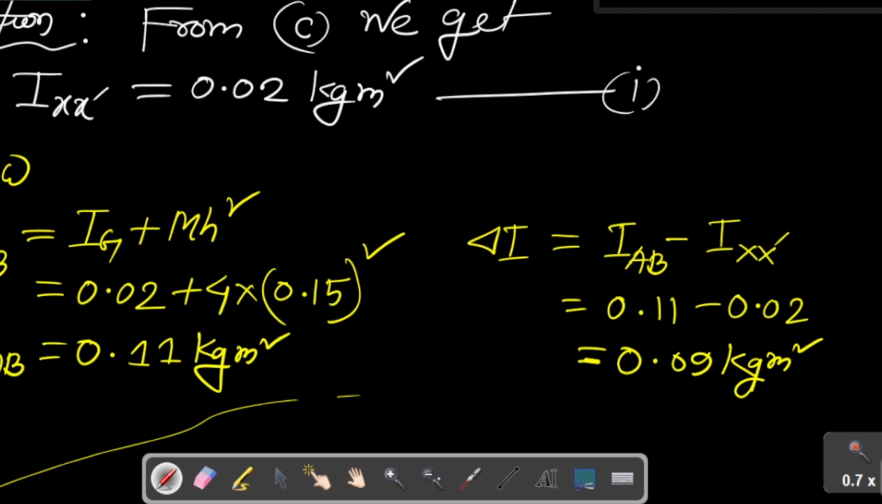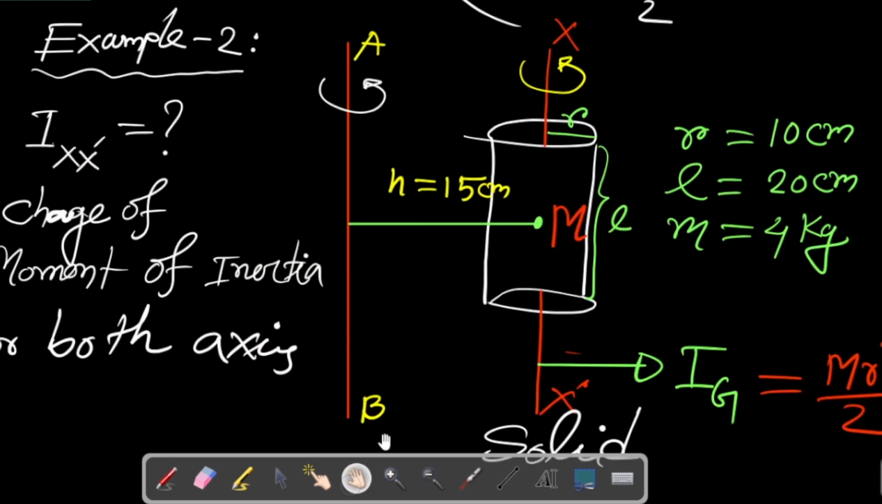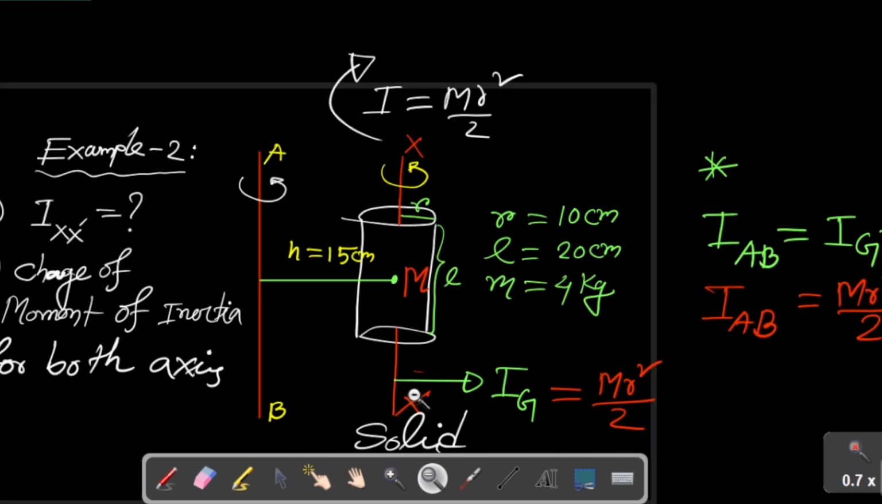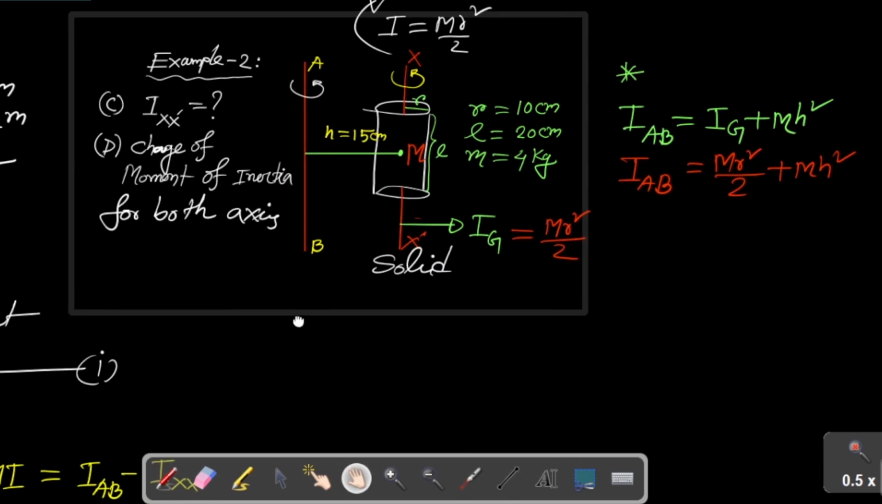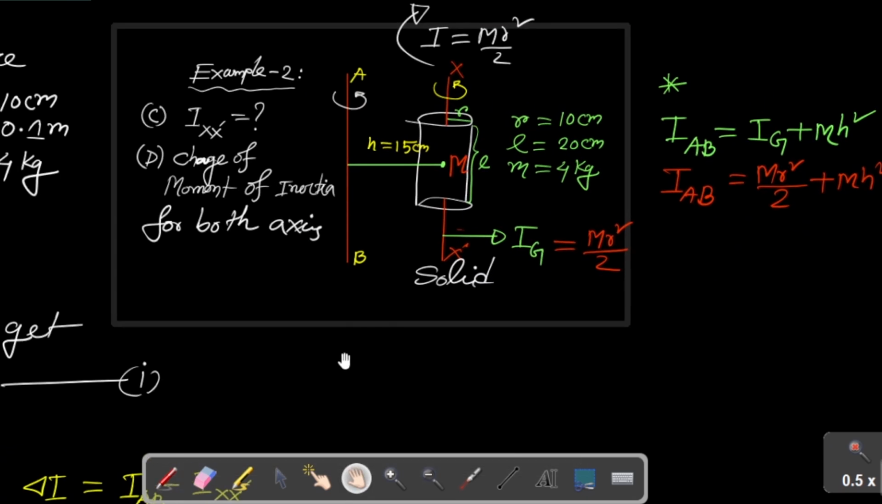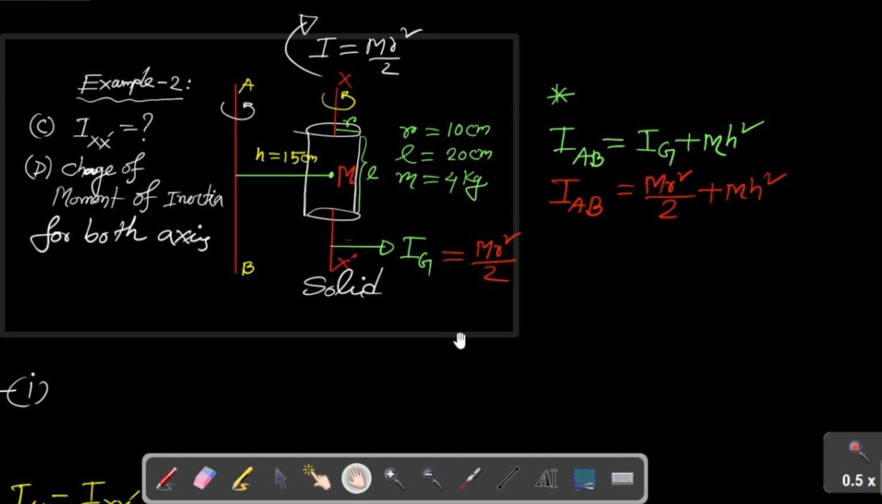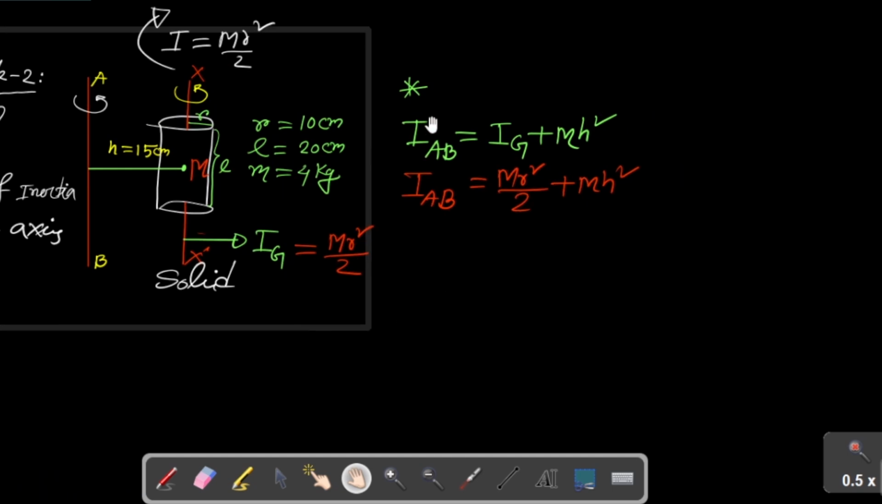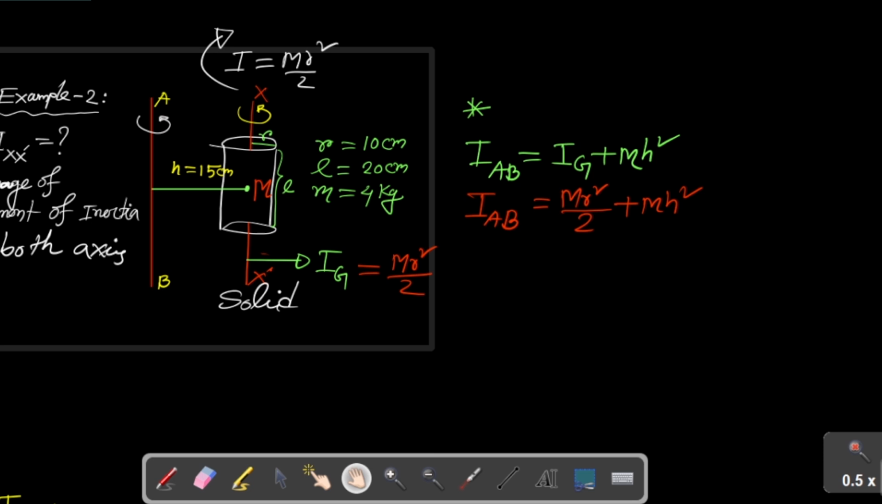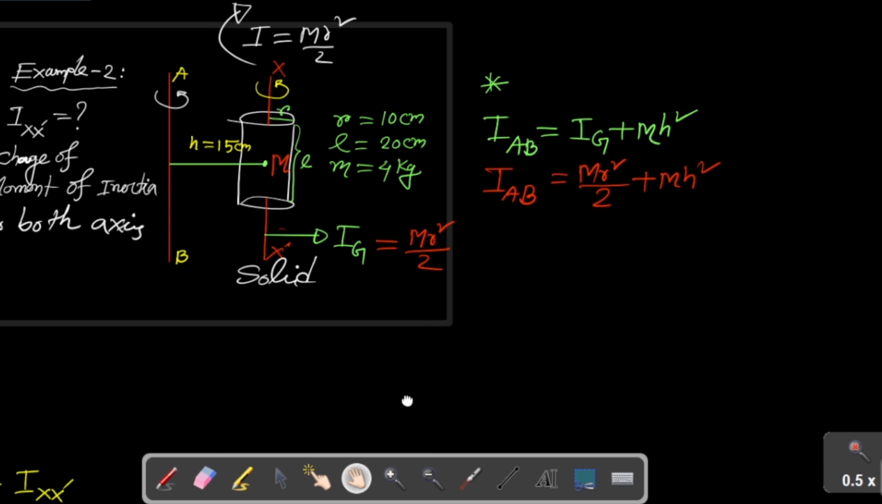Okay, my dear students, I think that all of you clearly understand. If all of you clearly understand, then you will be able to solve all the problems. Here we already solved a lot of problems. Example 2 is already completed. My dear students, my suggestion to you is to always try to apply the parallel axis theorem. This is a very powerful theorem. According to this theorem, you can easily solve all the mathematical problems.